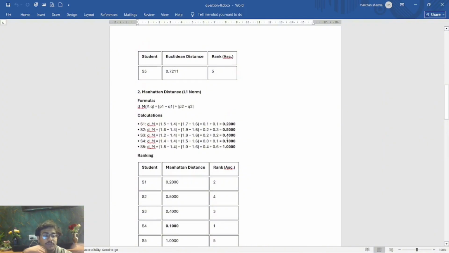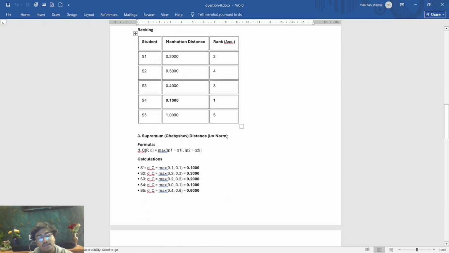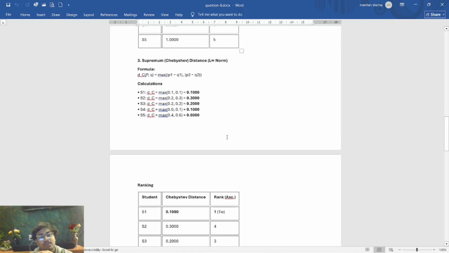Now moving on to the Manhattan, we have S4 equal to 0.100, S1 equal to 0.1414, S3 equal to 0.2828, S2 equal to 0.3606, and S5 equal to 0.721. The ranking is S4, S1, S3, S2, S5. Now moving on to the Manhattan distance.